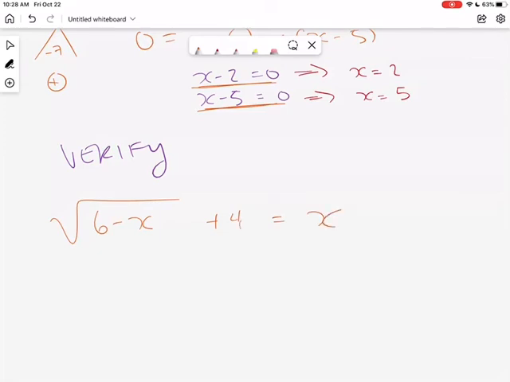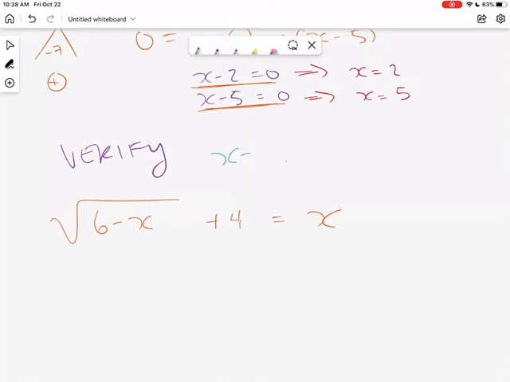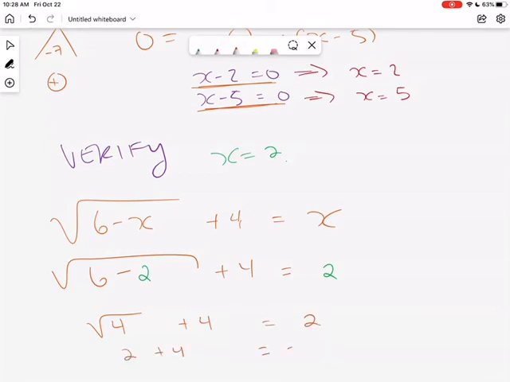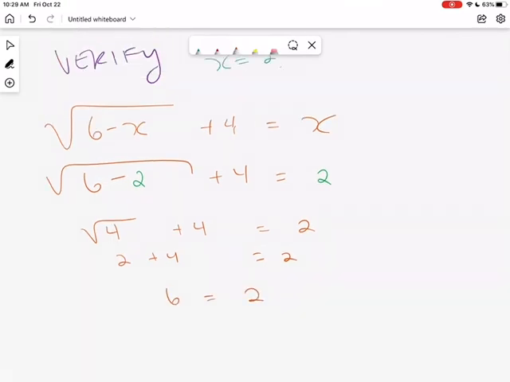And I'm going to substitute, let's do x equals 2 first. Okay, so I'm going to substitute x equals 2 and see what happens. So here's 2 and here's 2. And then I'm taking the square root of 6 minus 2 plus 4. Okay, let's see what happens. 6 take away 2 is 4. So I have square root of 4 plus 4. Here I have 2 plus 4. That will equal 6. And then I have 6 equals 2. Okay, what just happened? What's the problem?